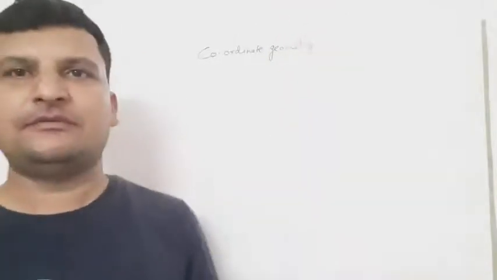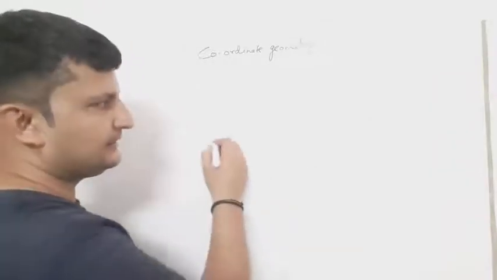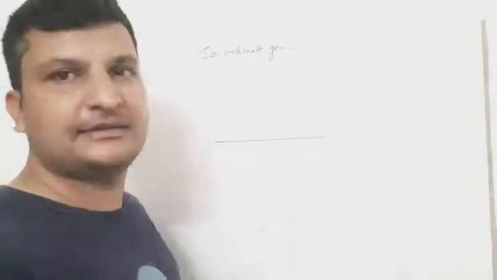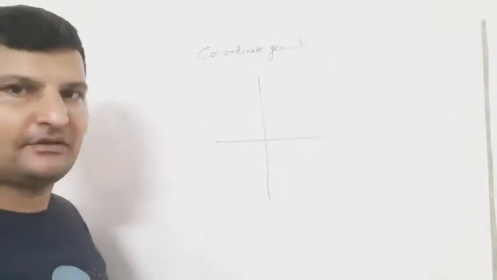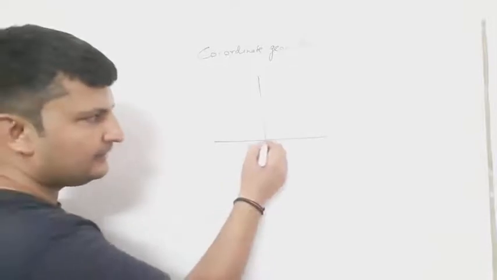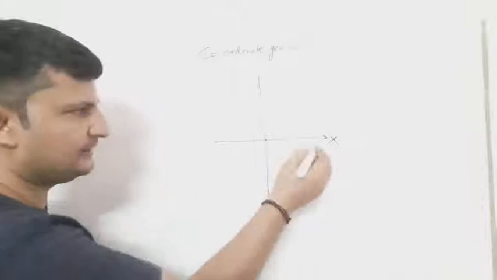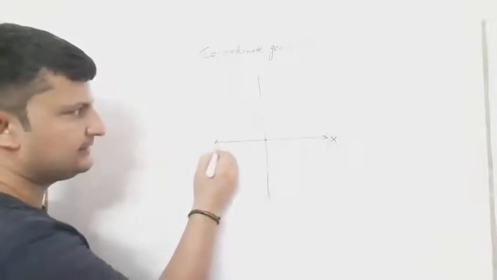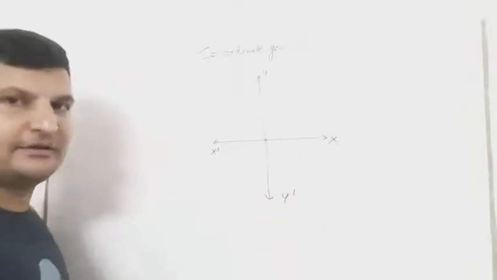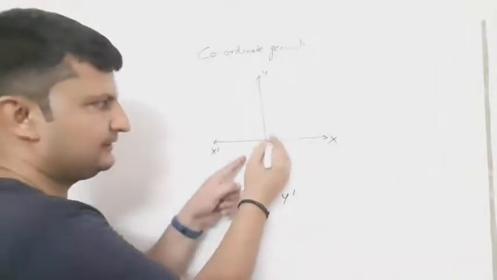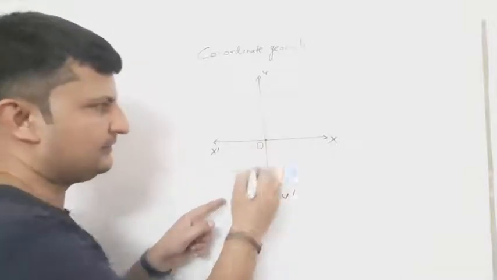For this, first we have to learn that the horizontal axis is called the x-axis and the vertical axis is called the y-axis. We are all familiar with this. And where these two axes cut, this axis is x, so we have written it x. This is x dash. This is y. This is y dash. Where the two axes cut, this point is called origin. We can write it with O.